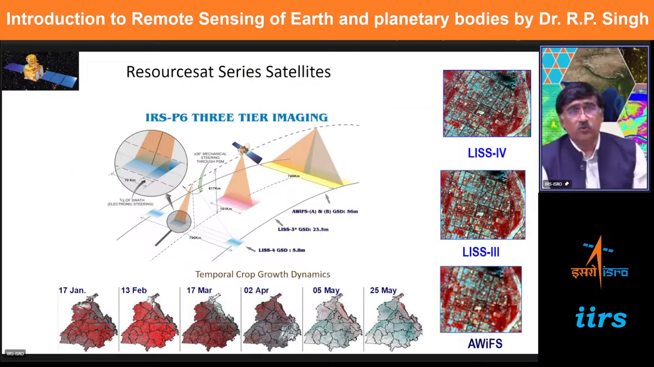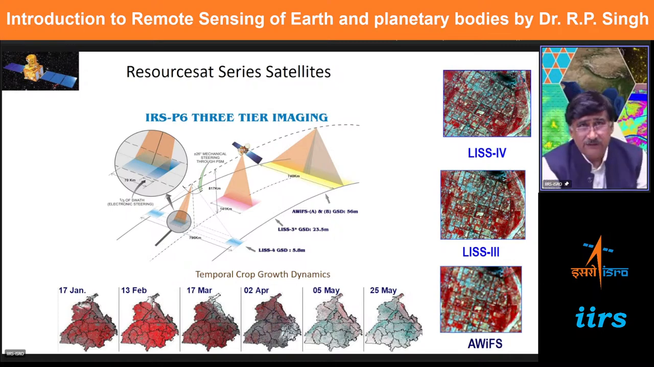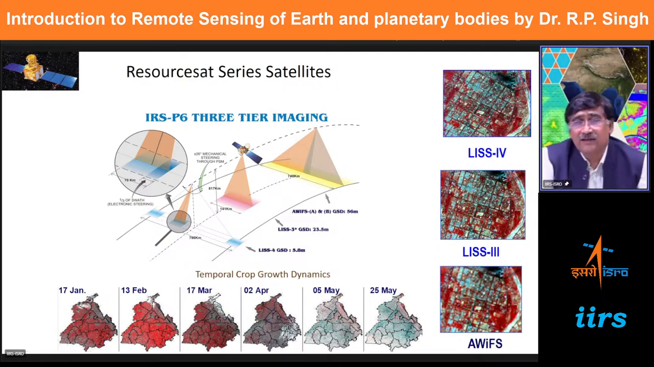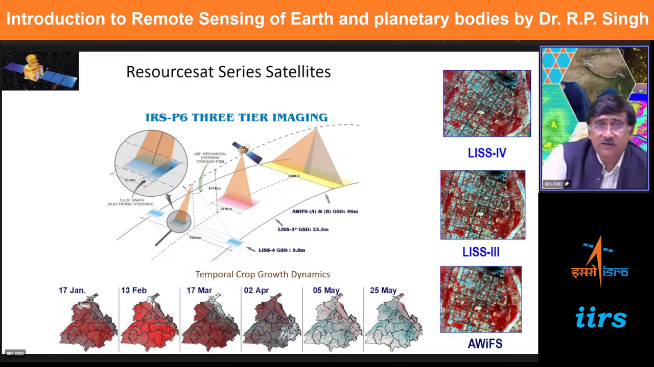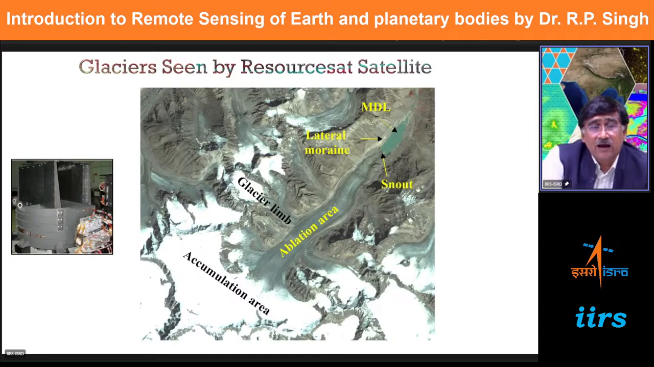I would like to quickly go through some examples of the satellites we launched in these decades. This is the Resourcesat satellite, where we had a three-tier system. In this system, we had the capability to observe details as well as coarse resolution with high revisit, depending on the application. We call them LISS-4, LISS-3, and AWiFS cameras. By this, a lot of agricultural inventory is done, and most of the country's agriculture inventory is done from this Resourcesat and its continuity missions.